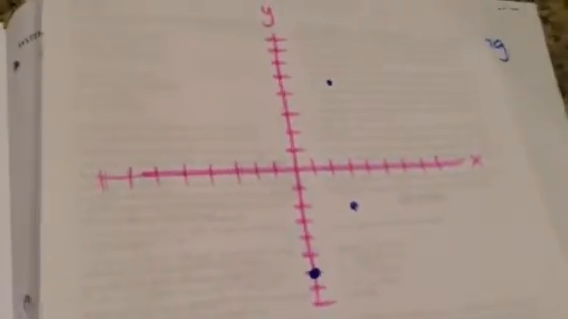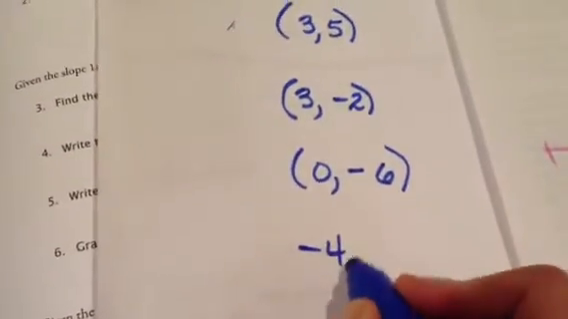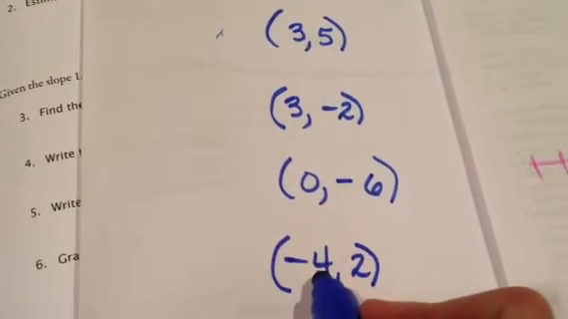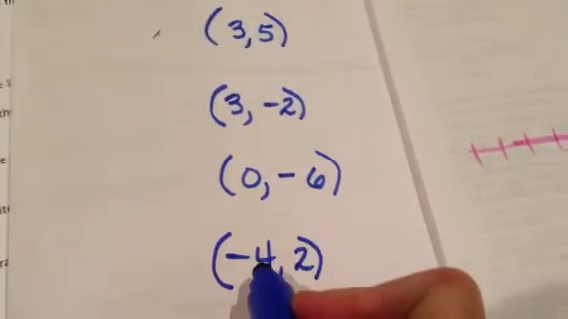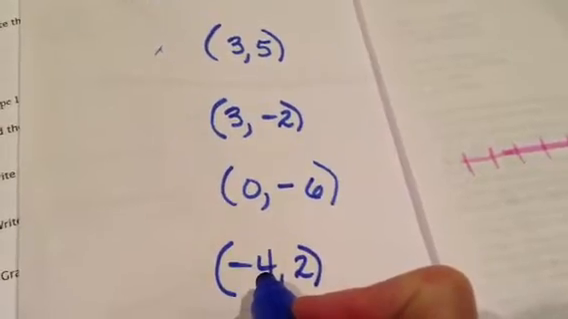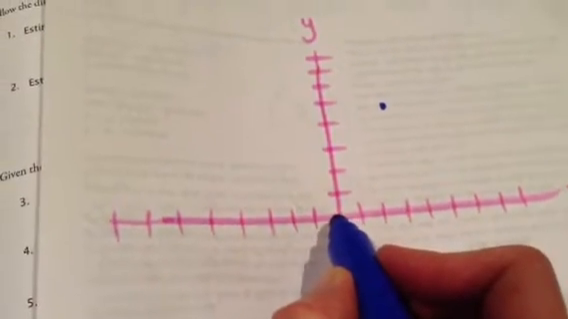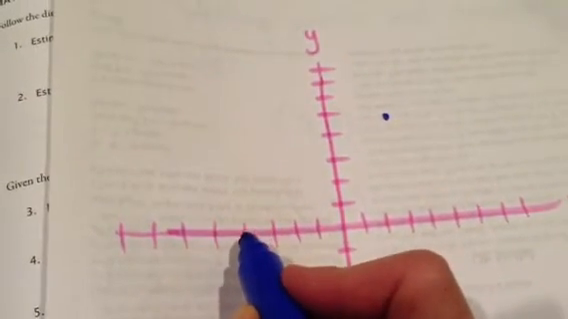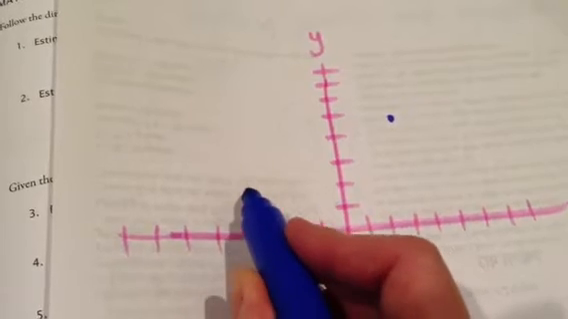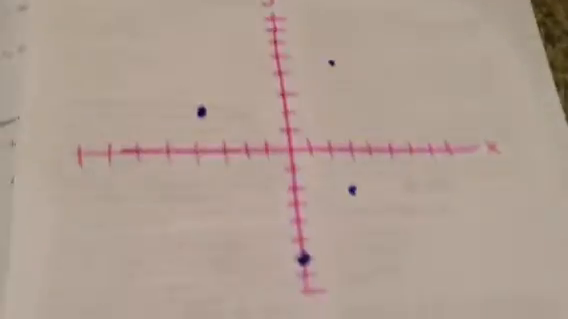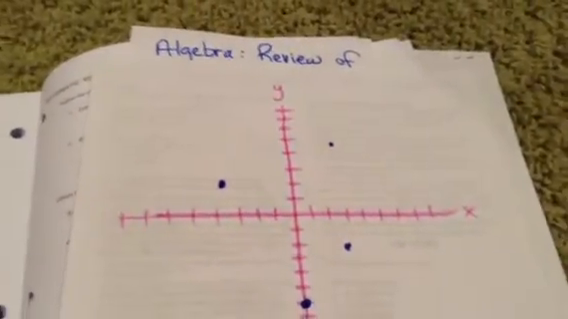Okay? Let's do one more. How about this one? Negative 4, 2. Okay? Remember, this is my x, this is my y, so I'm going to go over 4 on the x and then up 2 since it's positive 2. Okay, so start here. It was a negative 4, so I'm going to go left 4. 1, 2, 3, 4. It's positive 2, so I'm going to go up. Had it been a negative 2, I would have gone down. Okay, so there's that point. So we have practiced plotting 4 points.